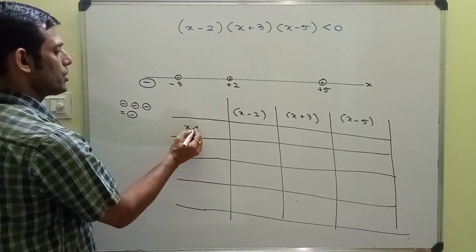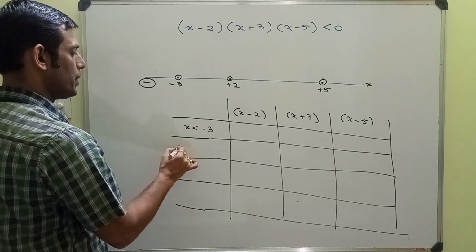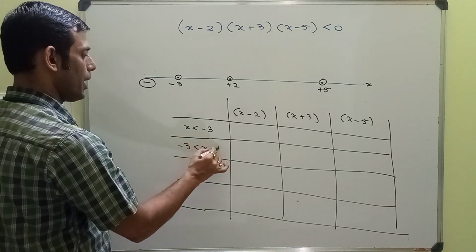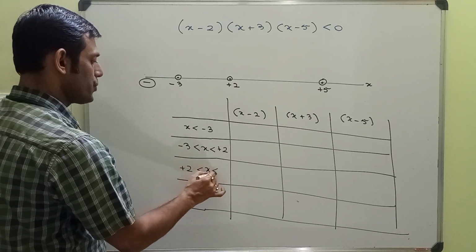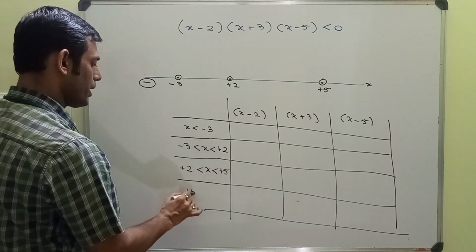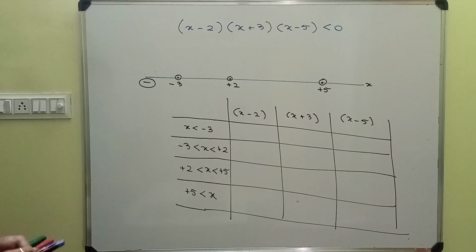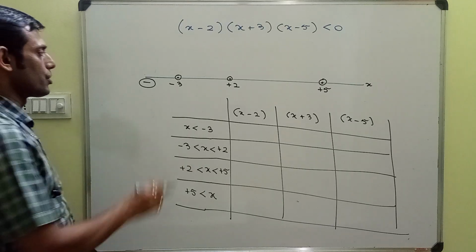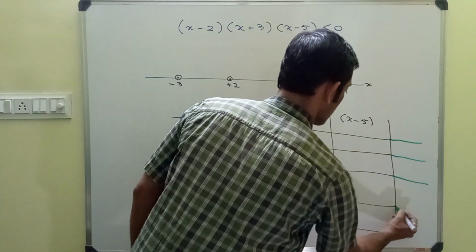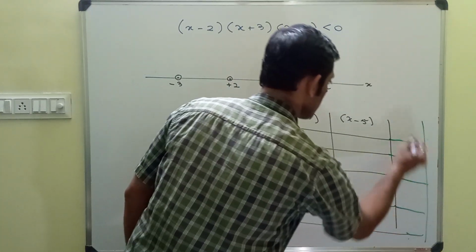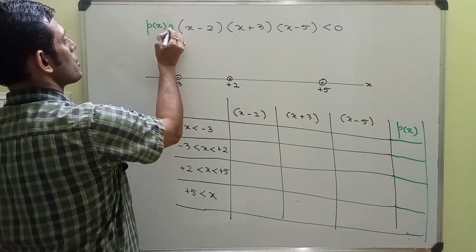Now here it is: x less than minus 3 is this region, then x between minus 3 and plus 2, then from plus 2 till plus 5, and from plus 5 ahead till infinity. Let's say this is the situation here. Now you calculate polarities. Here I write the polynomial p of x, and let's say this is your p of x. This is how we go about it.